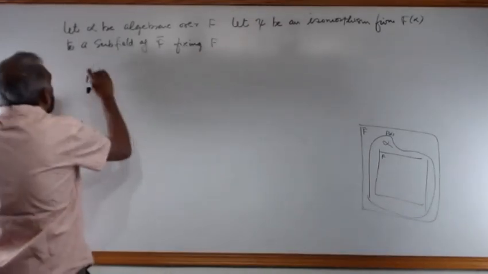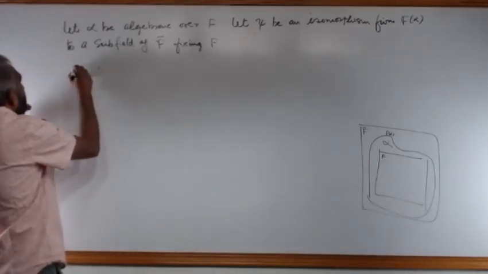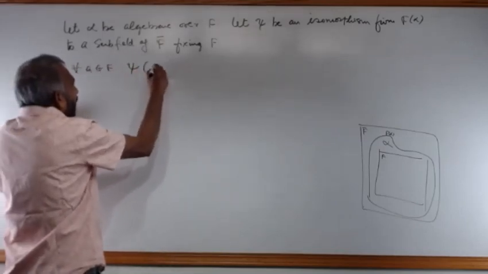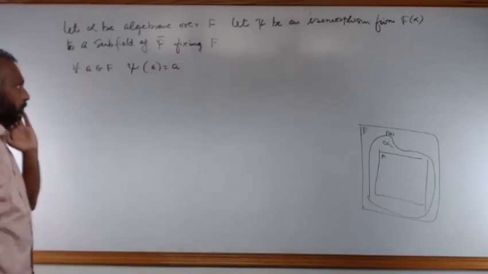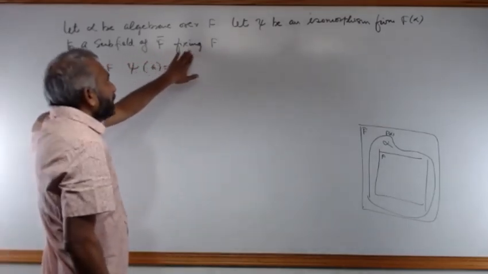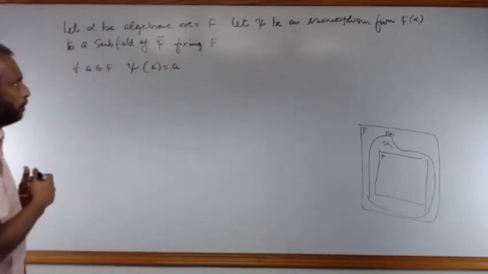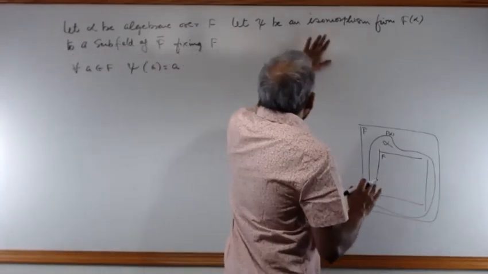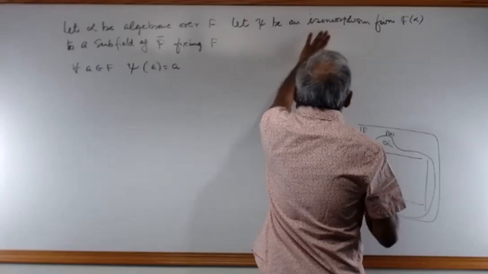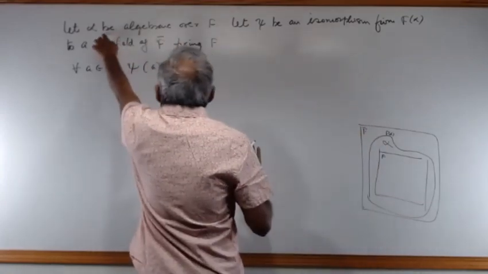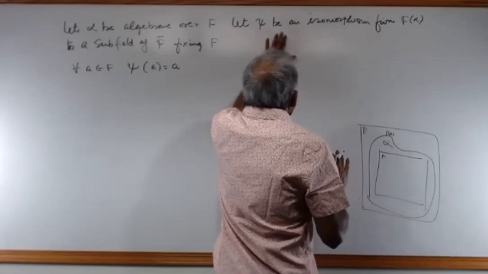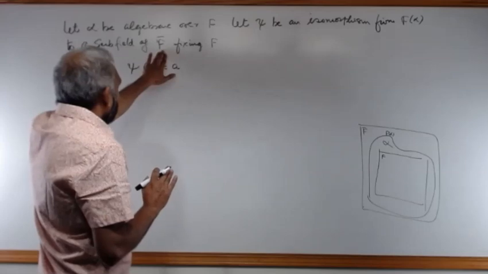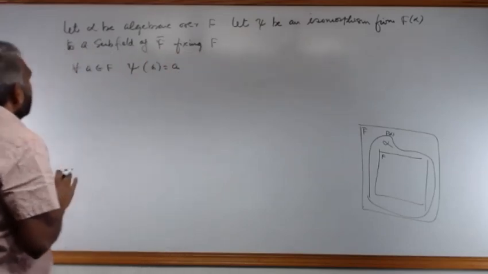Meaning for all a in F, psi of a is equal to a. That is the meaning of fixing F or leaving F fixed. I didn't even say that this is a conjugate isomorphism, but we are coming there. The property of this isomorphism is only like this. There is an algebraic element and this isomorphism is from the simple extension to a subfield of F closure, fixing F.